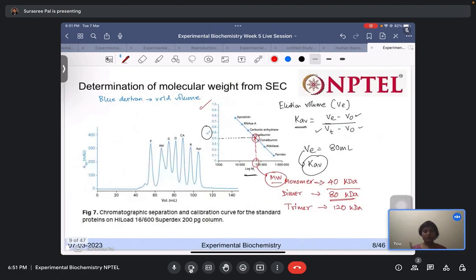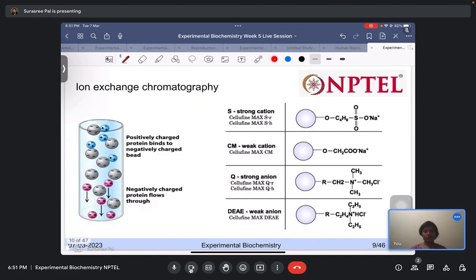So that's all about size exclusion chromatography. Next we will look at ion exchange chromatography. Ion exchange chromatography is a chromatographic separation which is based on the charge of the protein. Now ion exchange chromatography is very simple. It has a matrix which is either positively charged or negatively charged.